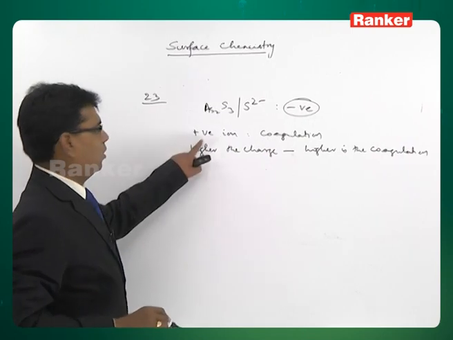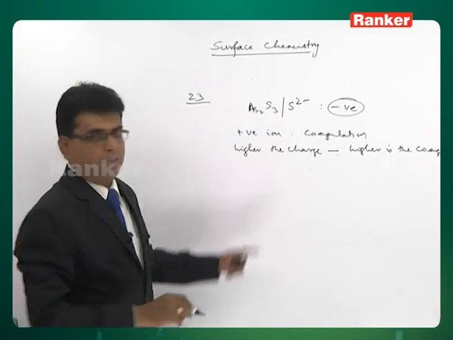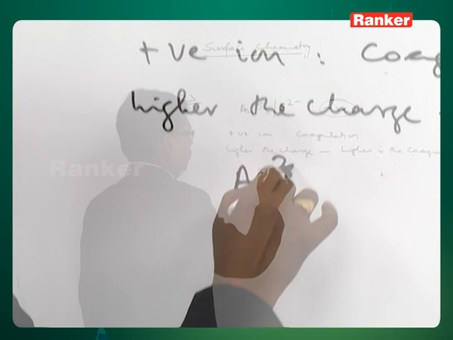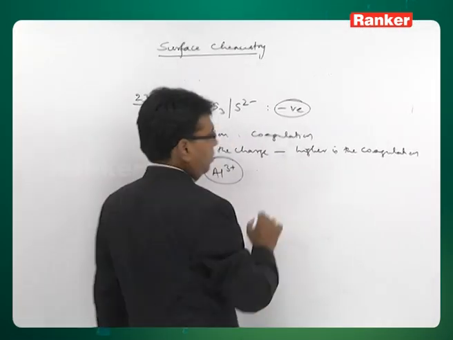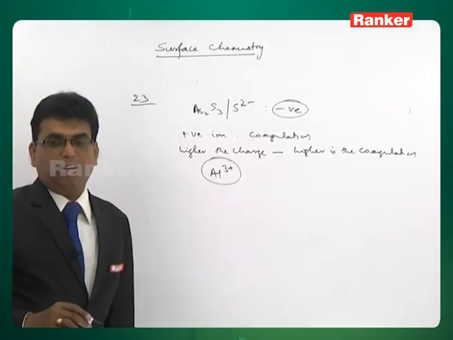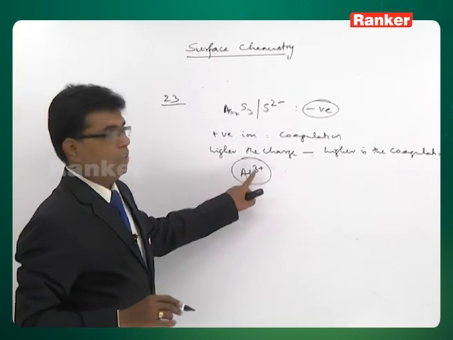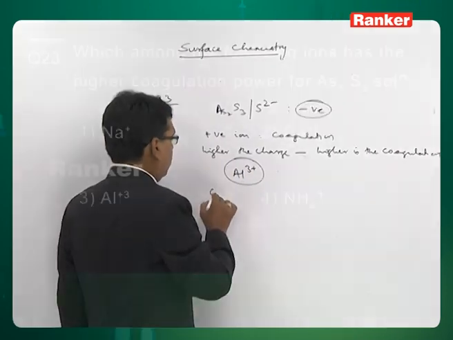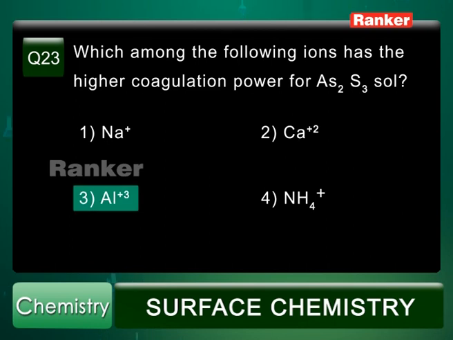So, here the ion with the highest positive charge is Al3+. Al3+ is having the highest charge, so that will have the highest coagulation power. So, here the correct answer is option 3.